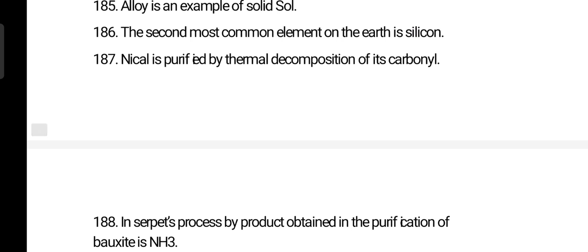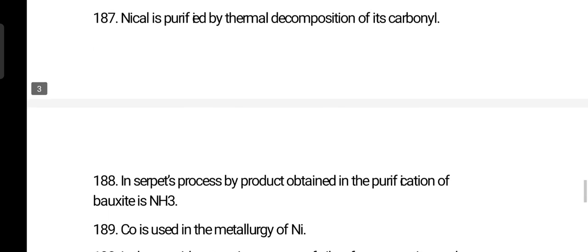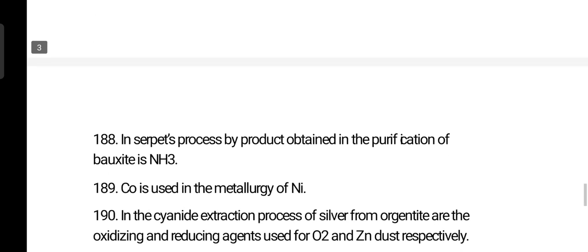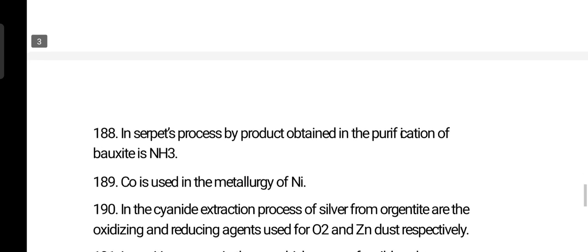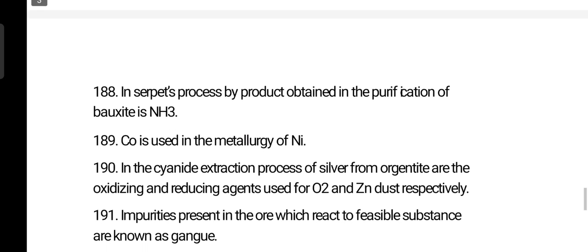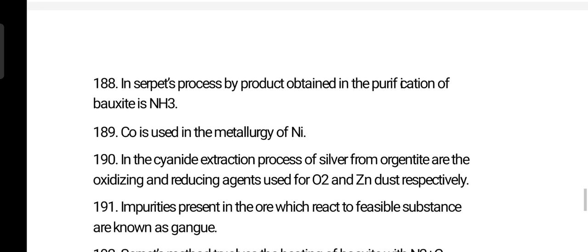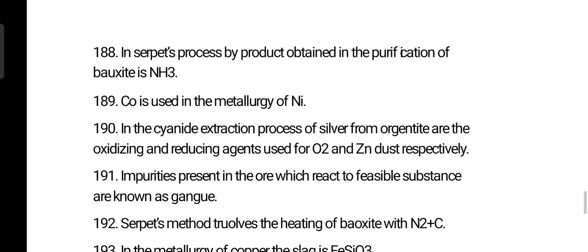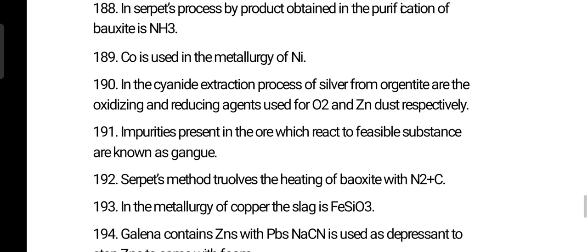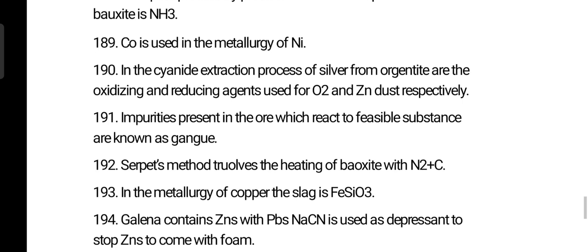Nickel is purified by thermal decomposition of its carbonyl. In Serpeck's process, the by-product obtained in the purification of bauxite is NH3. CO is used in the metallurgy of Ni.